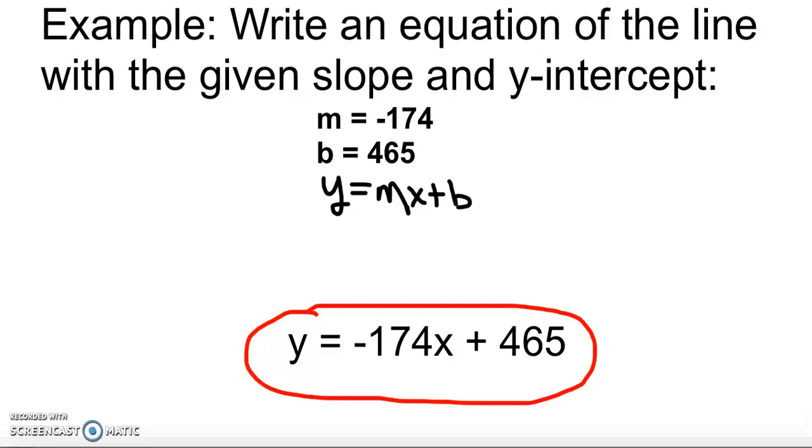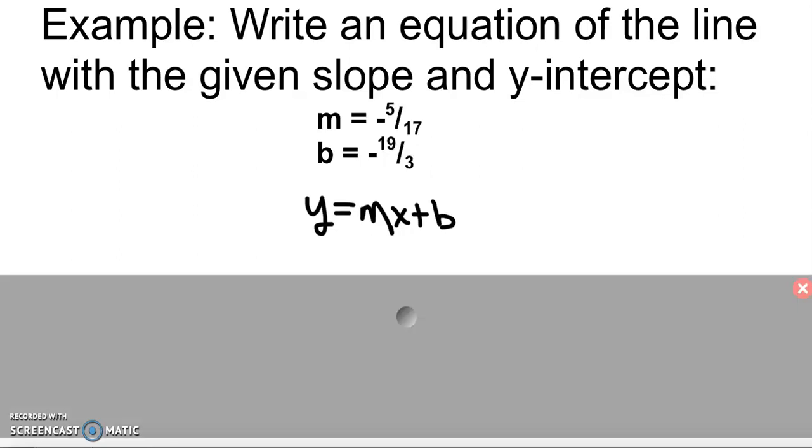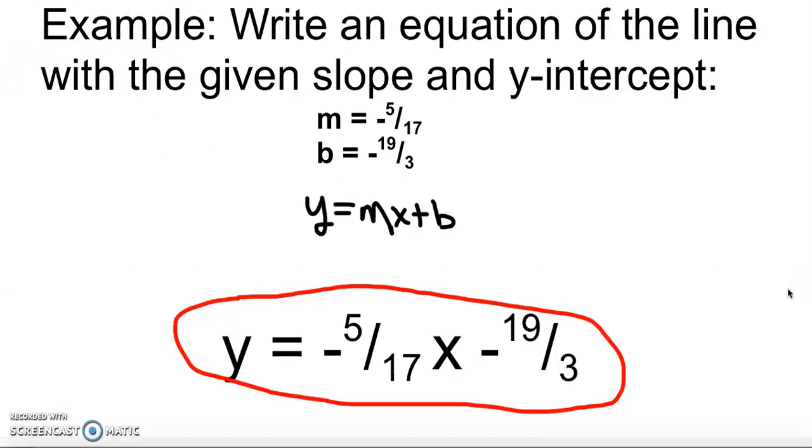All right, let's try another example like that, one with some numbers that aren't necessarily so nice. Write an equation of the line with the given slope and y-intercept. M is negative 5/17 and b is negative 19/3. Now the numbers look pretty hard, but honestly this is not that difficult of a problem. All we need to do is fill in negative 5/17 for m and negative 19/3 for b. So that's going to give us the equation of y equals negative 5/17 x minus 19/3.